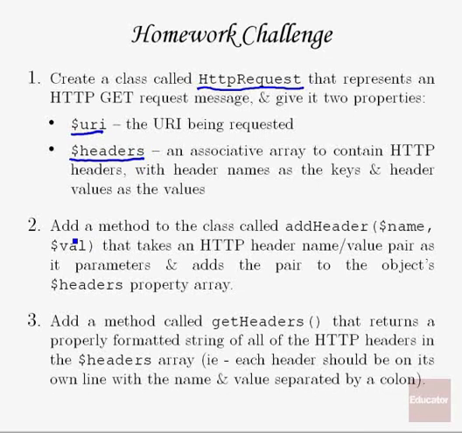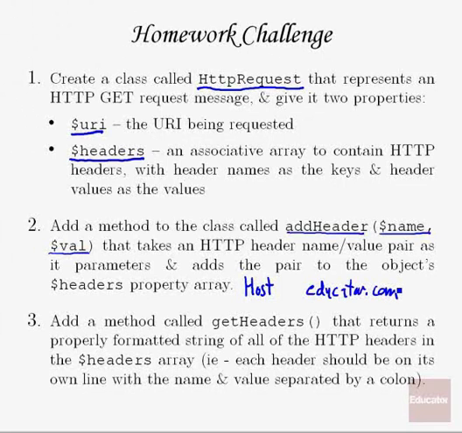And then I want you to add, so now we have our properties, a method to the class called addHeader that takes two parameters, in this case called name and value, where the name represents the name of a particular HTTP header, and the value represents the value of the header. So, for example, the name might be host, which is an HTTP header, and the value might be educator.com.